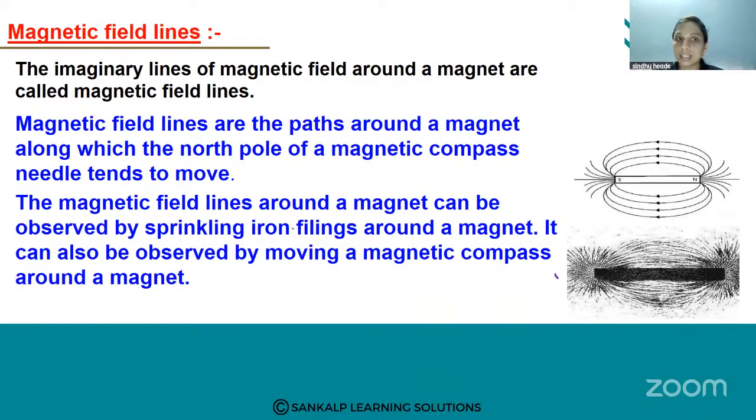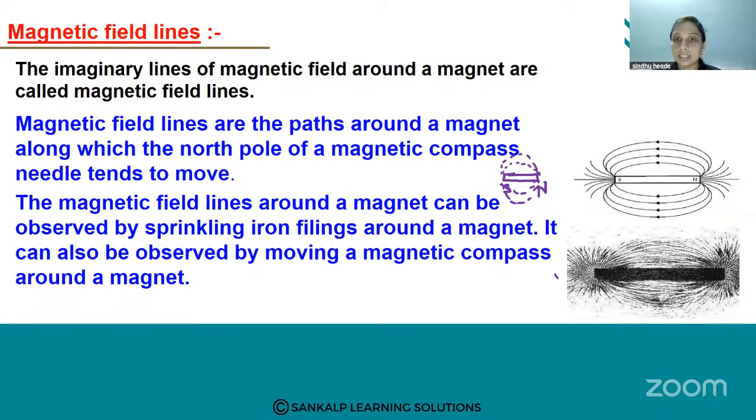What is magnetic field lines? These are imaginary lines of magnetic field around the magnet. This is some imaginary line around the magnet. See, this is considered as a magnet. It has two poles, south and north. When we see some magnetic field effect around this magnet, right? See, like this. Then what is magnetic field lines?